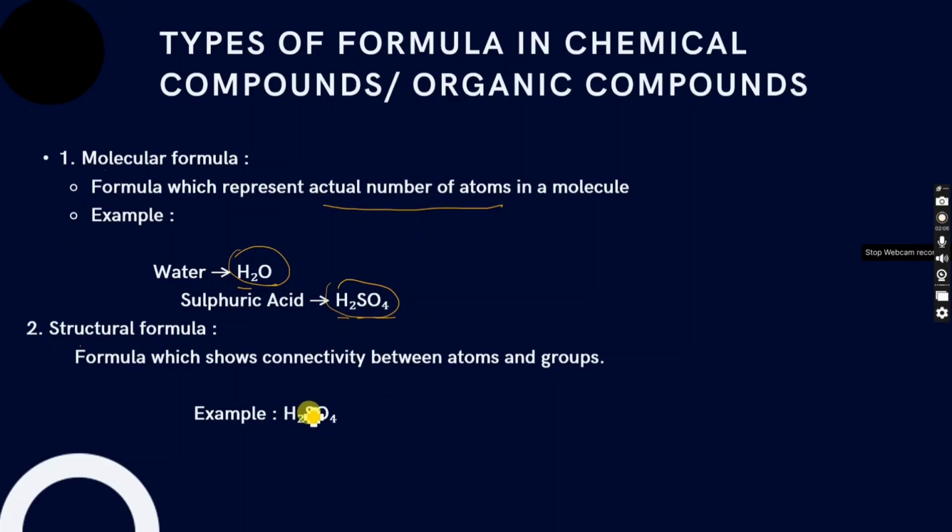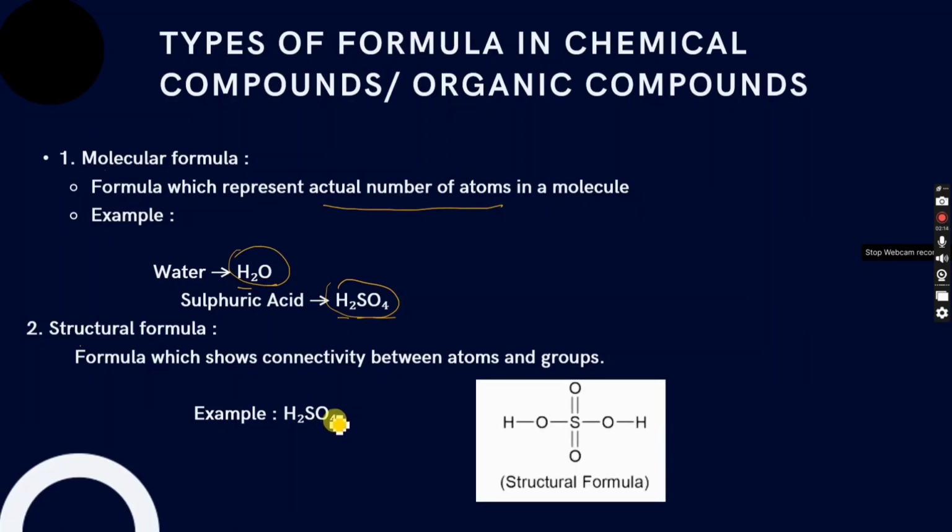Now if you see this picture, the 4 oxygen atoms are bonded to sulfur, and you see the single bonds between oxygen and hydrogen, along with the 2 oxygen atoms bonded to sulfur by single bonds. This is the detailed connection, or the bonds shown, between the various atoms present in H2SO4: 2 hydrogen, 1 sulfur and 4 oxygen. That's how you show the structural formula of a specific compound.